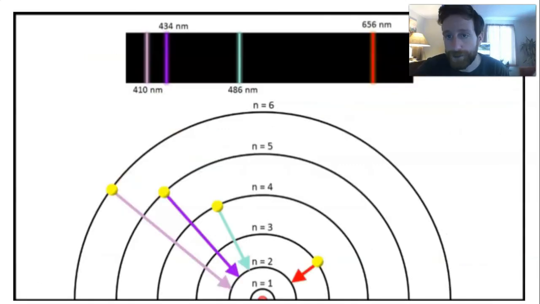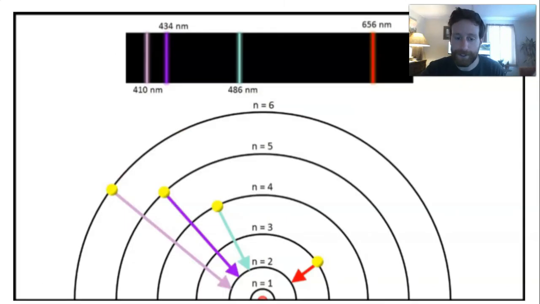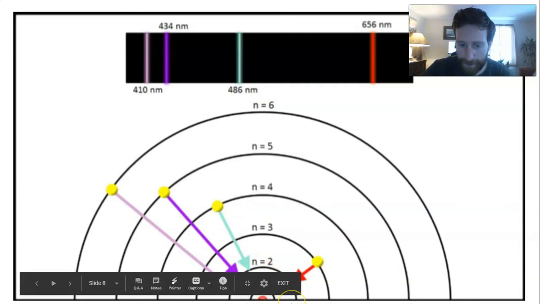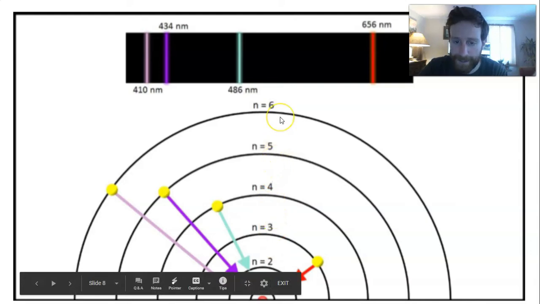So we said hydrogen has four unique visible light colors that come off from it. Here's a zoom in of the hydrogen atom itself, just to set the stage. The red dot is the nucleus. The yellow dots are electrons, and the black rings are energy levels. In this case, the ground state for these electrons is n equals 2, the second energy level. And the excited states, the states that these electrons can travel to, are 3, 4, 5, and 6.